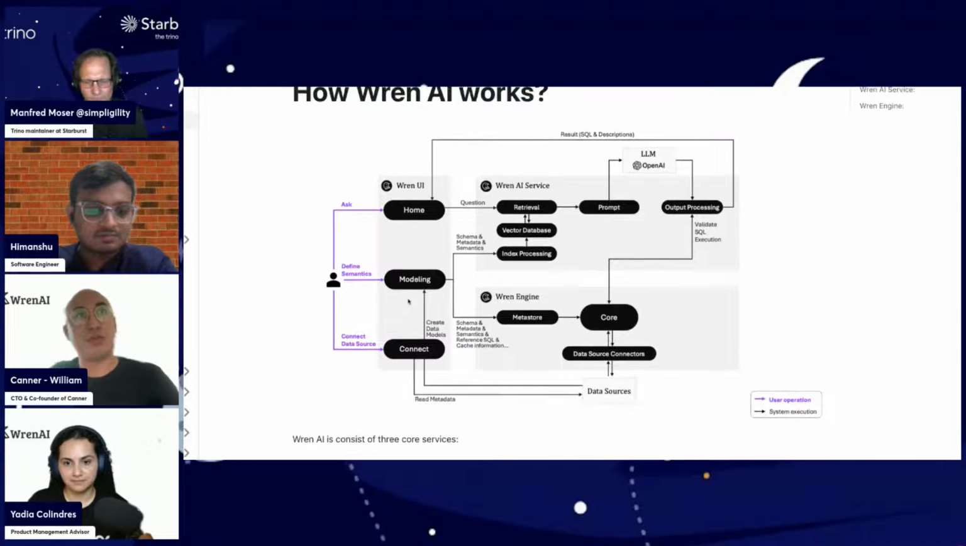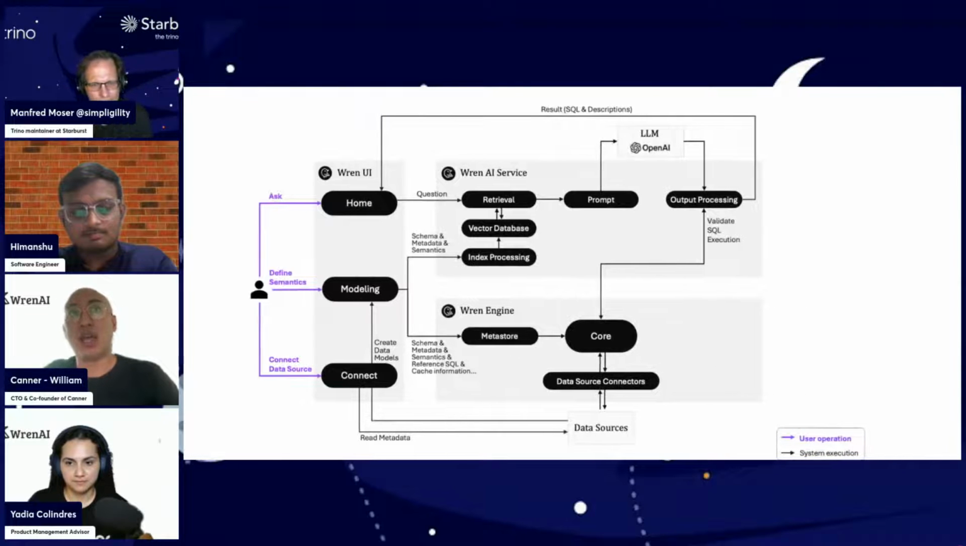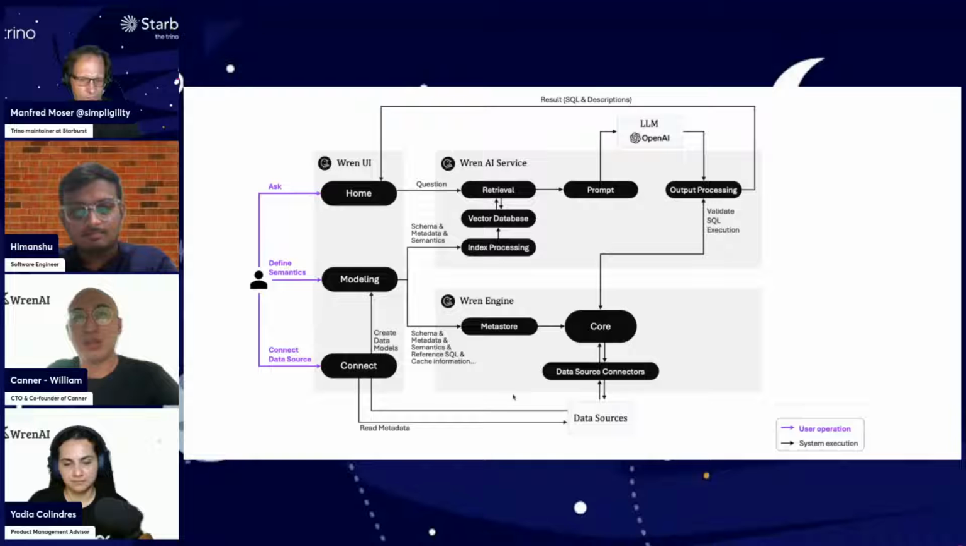For example, we use Next.js to build our Wren UI part. So when we saw the UI in the browser, when you ask the questions, it goes into our UI component first, and then the UI will forward this user request to the AI service. The AI service will get the question from users and use a RAG pipeline to generate a SQL and then put the SQL into our engine.